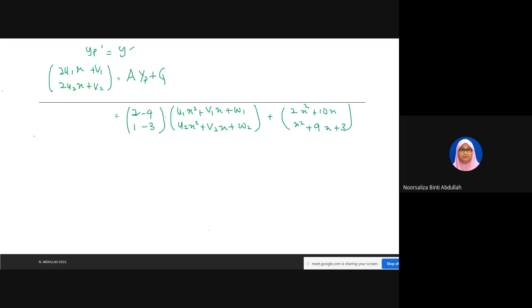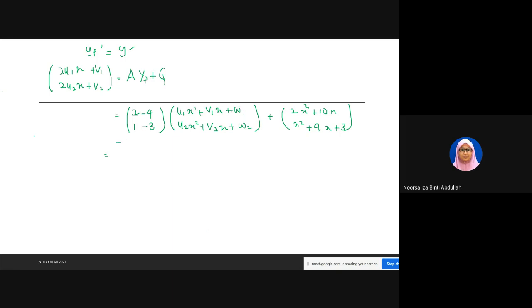So we look at this side first, the left side is shorter. So we just leave this one first. Okay, we look at the right side first. On the right side we have this one times this one. Then we separate x square, x and this one. So we do it one by one.